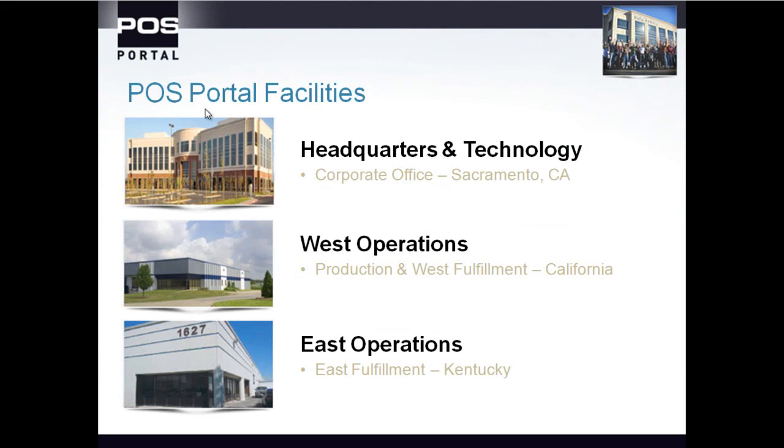A little bit about our locations. We have 3 locations. We're here at our corporate headquarters today here in Sacramento. We also have our West operations in Sacramento and our East operations. We deploy several thousand terminals a day from our 2 facilities, so we're very active with terminal deployment, and we deploy and ship most of the major terminal brands available.